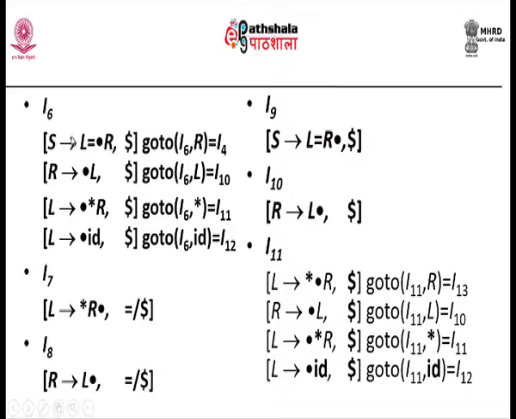Okay. So, here I6 will be shifting the dot by one position to the right here, and then I have to add productions of R, again lookahead is only dollar, productions of L, lookahead is again dollar, okay. So, this is I6, I7 will be already done, L produces star R dot, I8 is already also done, R produces L dot, and I9 is S produces L equal to R dot comma dollar. Now, I am done with I5. So, I6 comma R is I4 again, I6 comma L is I10, shifting the dot by one position to the right, and then I6 comma star is I11.